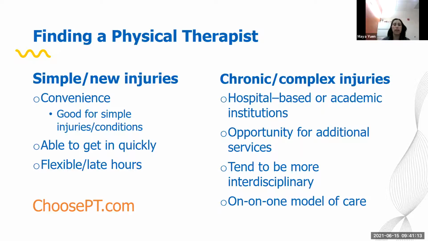I think that when you are dealing with someone that has a chronic problem, or they have other comorbidities, they're just a complicated, complex patient, I usually recommend a hospital-based or academic institution. In these situations, there are opportunities for additional services. They tend to be more of a one-on-one model of care. They may spend more one-on-one time with the patient, like a 1 hour or 45-minute model.